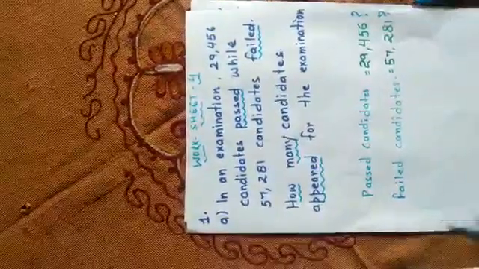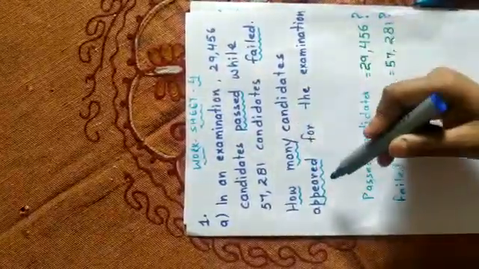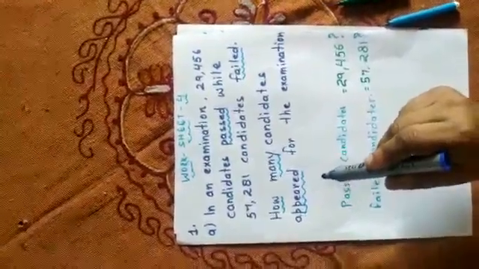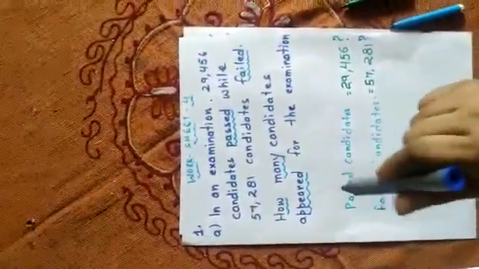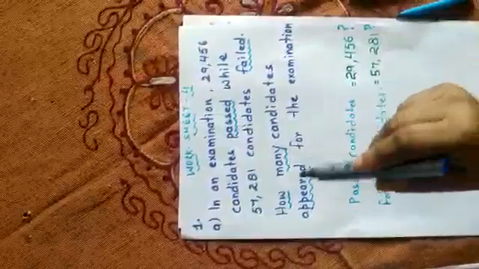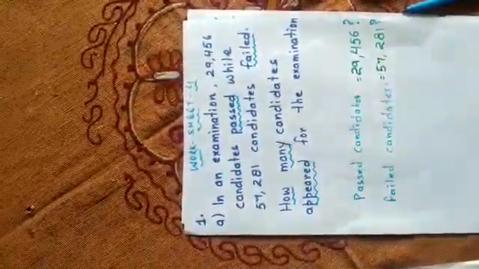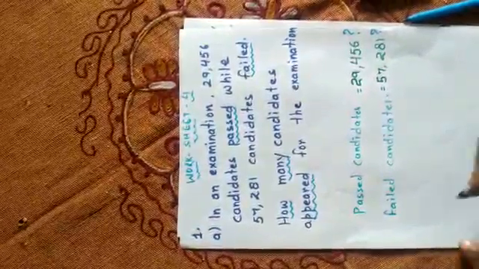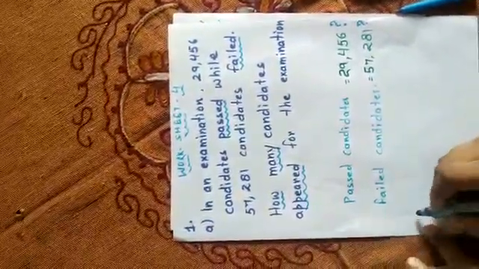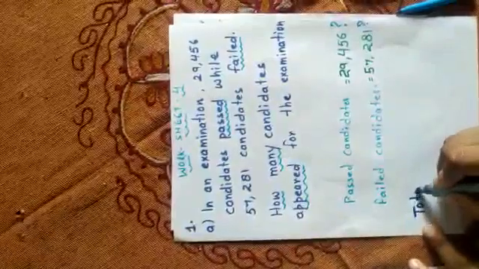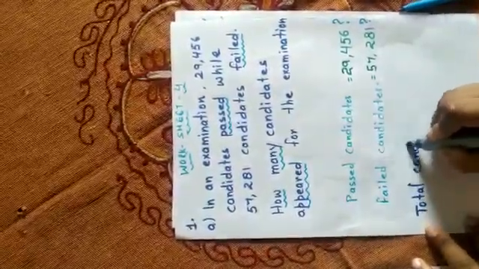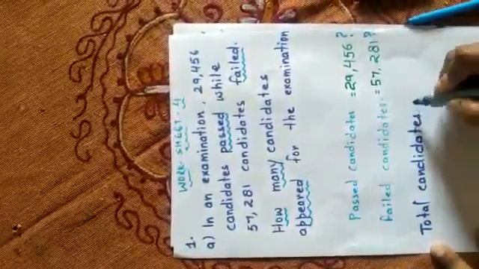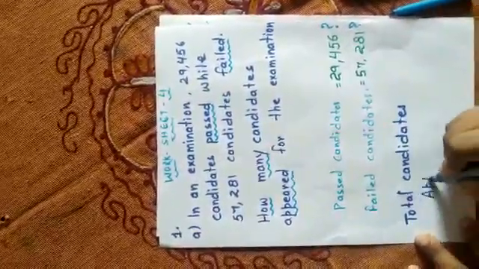Okay. Now, how many candidates appeared? The answer is hidden in this question. How many candidates appeared? It means total. In total. So, total candidates. Total means plus. Total candidates appeared.